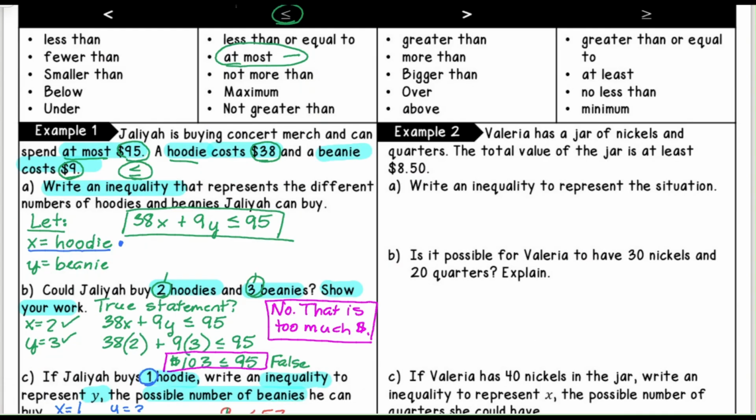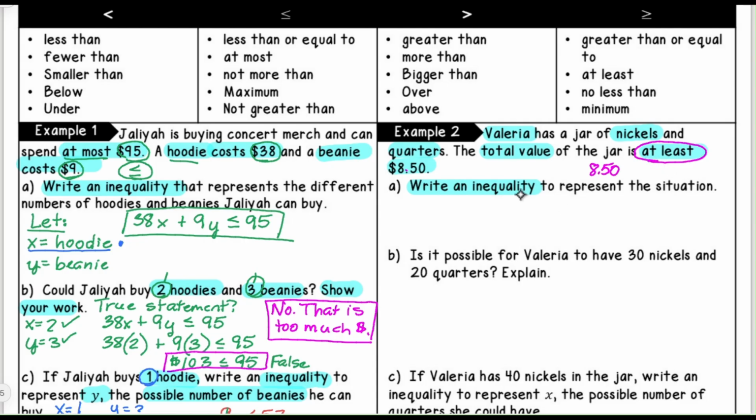Okay, let me go ahead and erase this where I circled this here so that we can read our next one. Okay, it says Valeria has a jar of nickels and quarters. The total value is at least $8.50. Okay, and they want us to write an inequality about this situation. Well, let me go ahead and define some facts here. So they're wanting us to have $8.50, and it is at least.